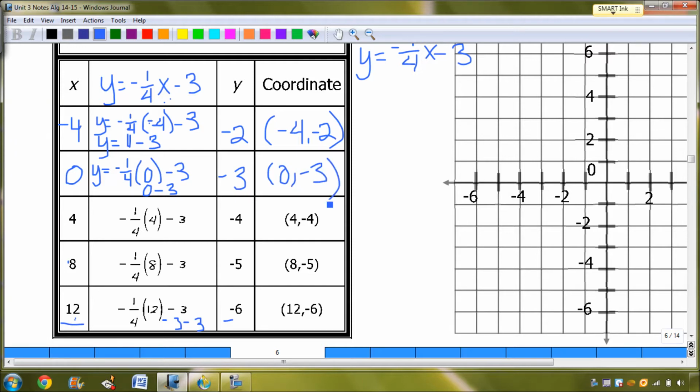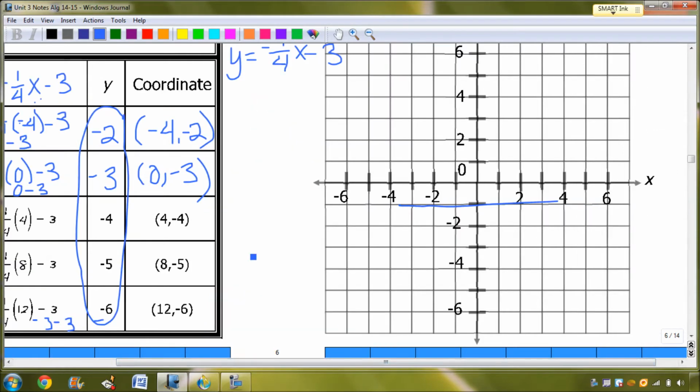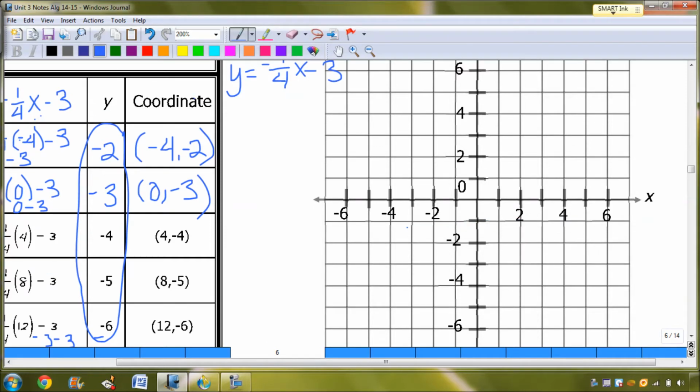You should have noticed a pattern, and you should realize that if you don't have a pattern, then something went wrong. Okay? Now that I've gotten all of my coordinates, all I have to do is graph out my points. Okay? So in order to graph out my points, I'm just going to use these coordinates right here. So negative 4, negative 2 means I'm going to go to the left 4 and down 2. And then I'll put a dot there. 0, negative 3 means I'm going to go nowhere, right or left, and then I'm going to go down 3. Okay? 4, negative 4 means I would go to the right 4 and down 4. Now, if you notice, we ran out of room.